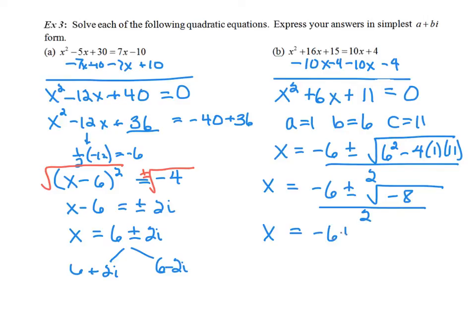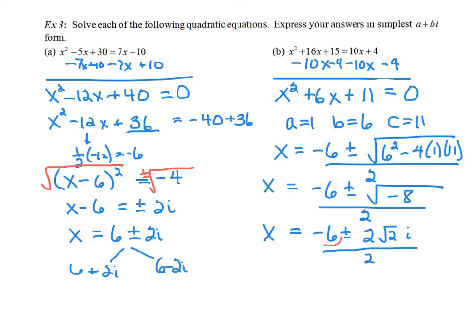Negative 6 plus or minus. 8's not a perfect square, so I'm going to break 8 down into 4 times 2. The square root of 4 is 2, but there's still another 2 underneath the radical. And because I had a negative under the radical, that tells me I have imaginary solutions, all divided by 2.